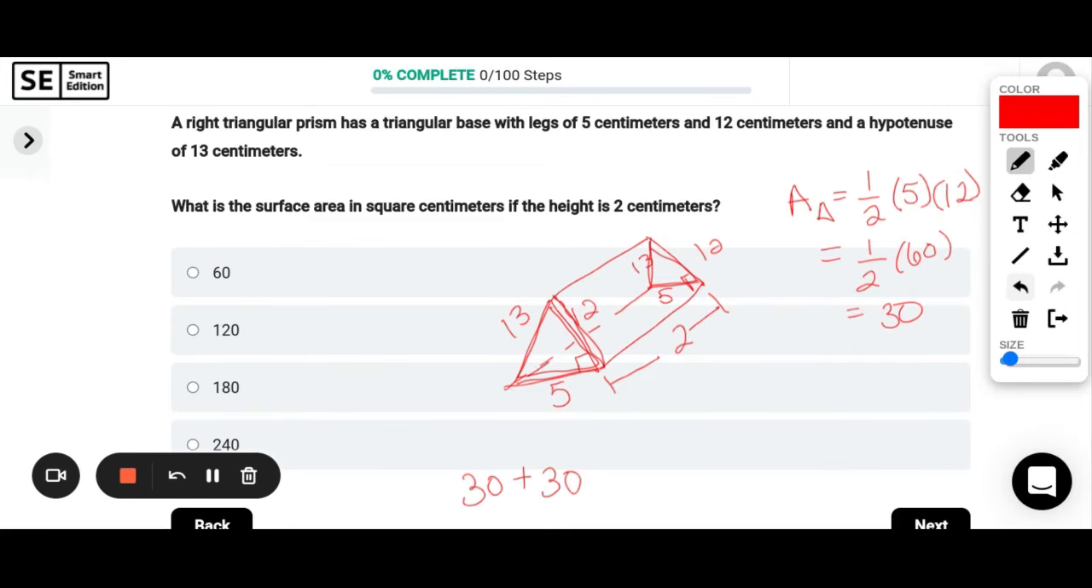So this bottom one is going to be 5 times 2, which is 10. This one closest to us will be 12 times 2, which is 24. And then the one on this other side here is going to be 13 times 2, which is 26. Okay, so you just want to make sure you get every face here, and there should be 5, right? 1, 2, 3, 4, 5. So it looks good. And then when I add those together, I get 120.